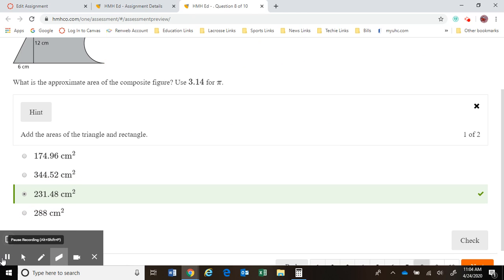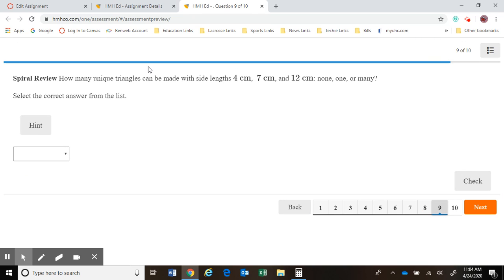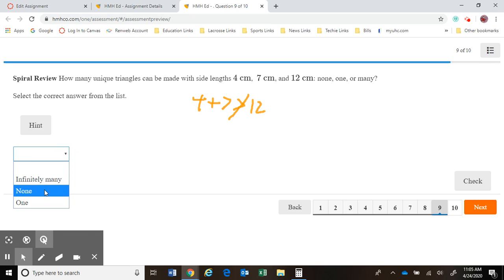Okay, let's wipe the screen and move on to the next one. How many triangles can you make out of 4, 7, 12? Remember, the two shorter sides have to be greater than the third side. 4 plus 7, that's 11. Is 11 greater than 12? Think of it like this: 4 plus 7, is that greater than 12? No, it's not, so you cannot make any.